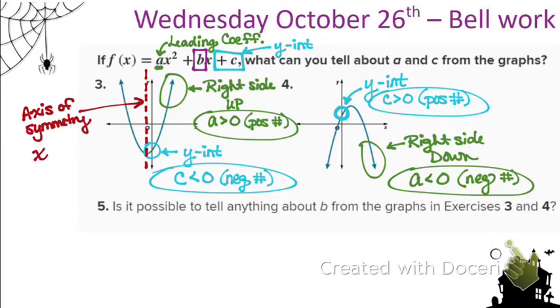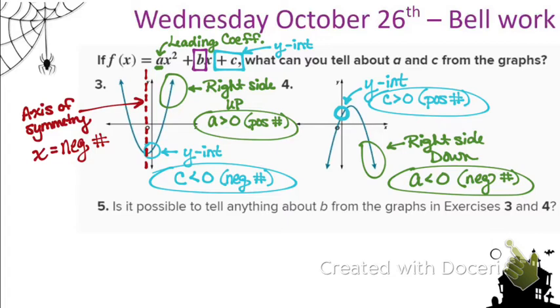Axis of symmetry is always x equals and then a number, right? Based on this graph, would the axis of symmetry be x equals a positive number or x equals a negative number? Negative. Because it's going through the negative side on that x-axis. I don't know what the number is. I just know it's a negative number. You guys okay with that?